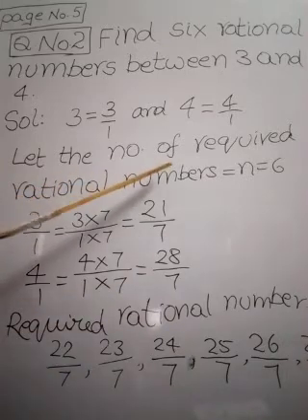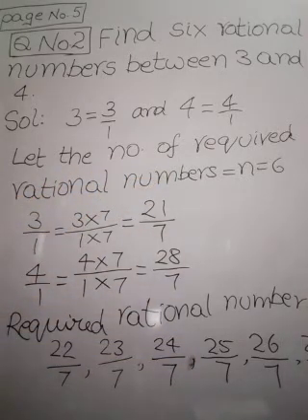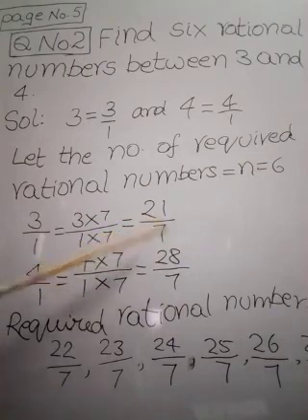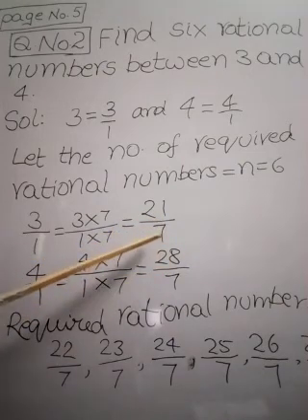What is the step? The required rational numbers. In this question n is equal to 6. Okay, my children, so we have to find the value of n plus 1. That is the important number to find the required rational numbers. By that number, we multiply the numerator and denominator of the given two rational numbers. Like this we get two rational numbers with the same denominator.